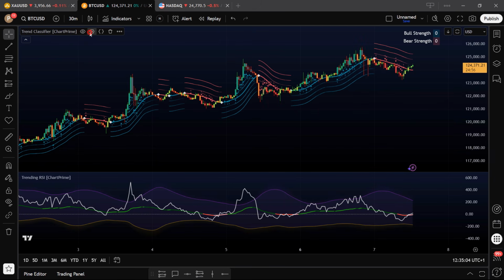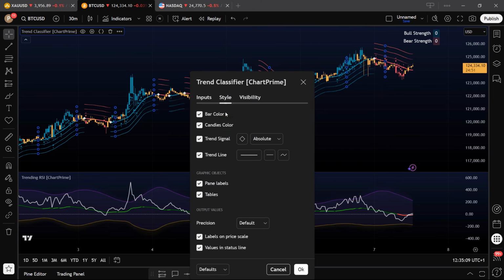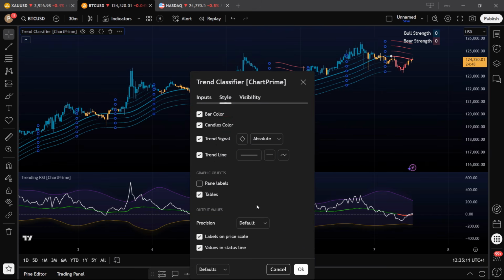Now for one small change, go to the settings for the Trend Classifier. In the Inputs tab, change the length from 10 to 21. That's it. Our setup is ready.